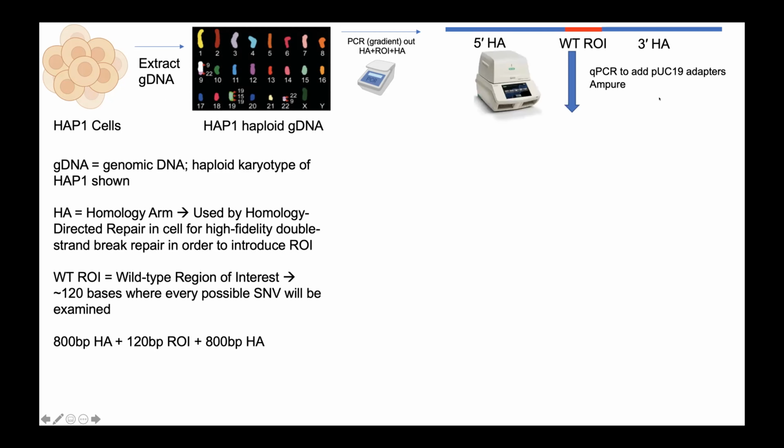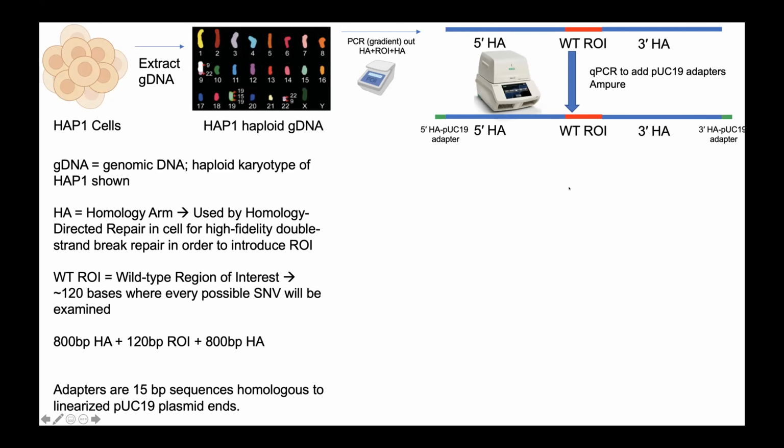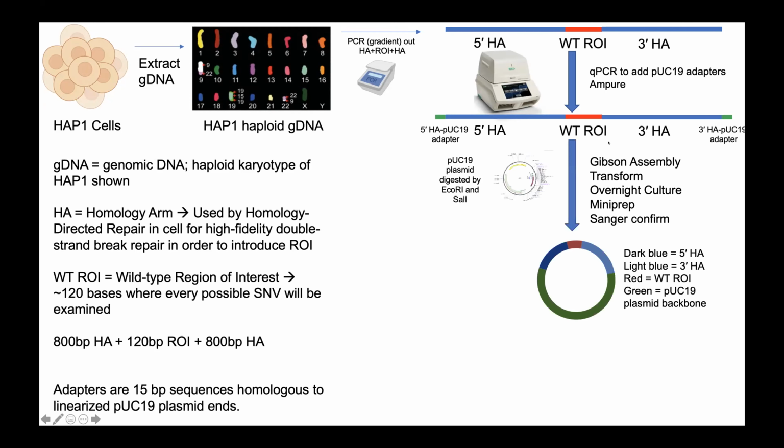You're then going to do PCR to add adapters on the 5' and 3' ends. These are 15 base pair adapters that are homologous to the backbone that we're about to clone into, which is the pUC19 plasmid backbone. And so overall, what you get after a Gibson assembly, a transformation, a culture, and a Sanger is a circular plasmid with the wild type region of interest and 2 homology arms. These 2 adapters allowed for Gibson assembly to clone into this backbone.